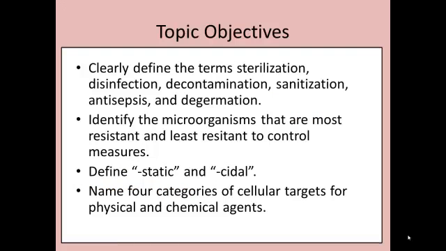So, the objectives for this particular topic are clearly define the terms sterilization, disinfection, decontamination, sanitization, asepsis, and degermination. Identify microorganisms that are most resistant and least resistant to control measures. Define static and cidal, and name 4 categories of cellular targets for physical and chemical agents.